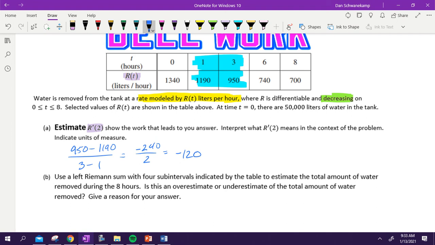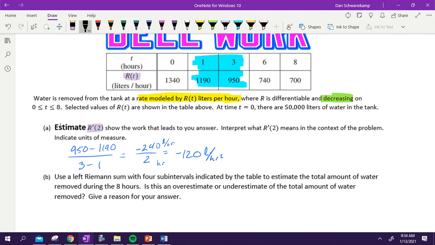What are our units going to be there on negative 120? It was liters per hour. Austin? Wouldn't it be liters per hour squared? Liters per hour squared. Because again, this top number was liters per hour, and this 2 on the bottom was also hours. So it's liters per hour per hour, or liters per hour squared. Okay, that is what we're setting this up as.